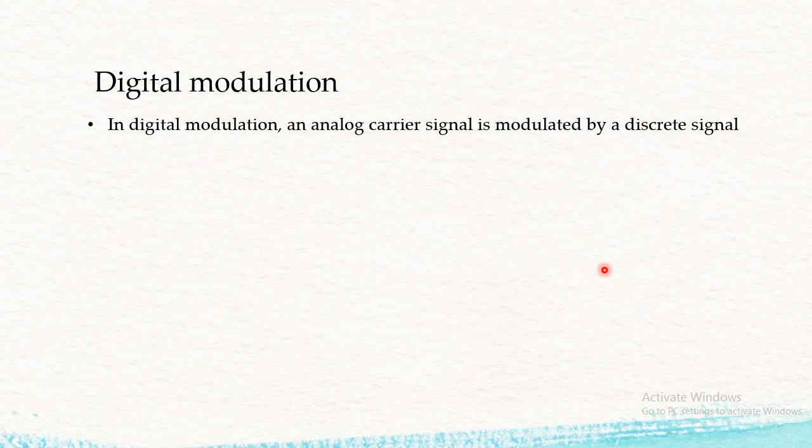Now what is digital modulation? In digital modulation, an analog carrier signal is modulated by a discrete signal. This is very important: in case of digital modulation, our carrier signal is again an analog signal, but our input signal is a discrete signal. S of t is a representation of a signal. S of t equals A sine of 2 pi f t plus phi. So this is a representation of a carrier.